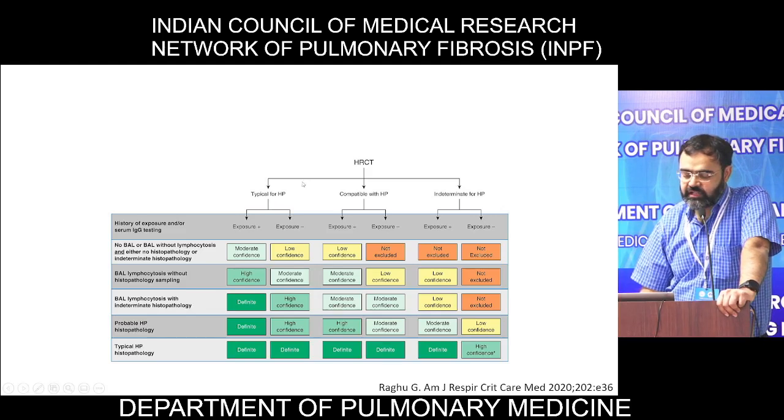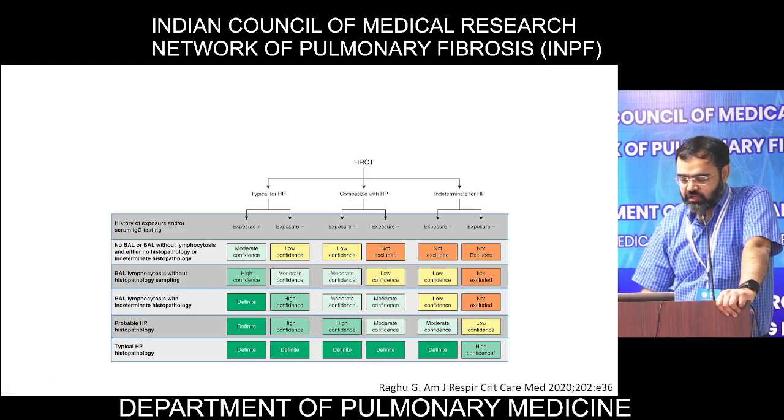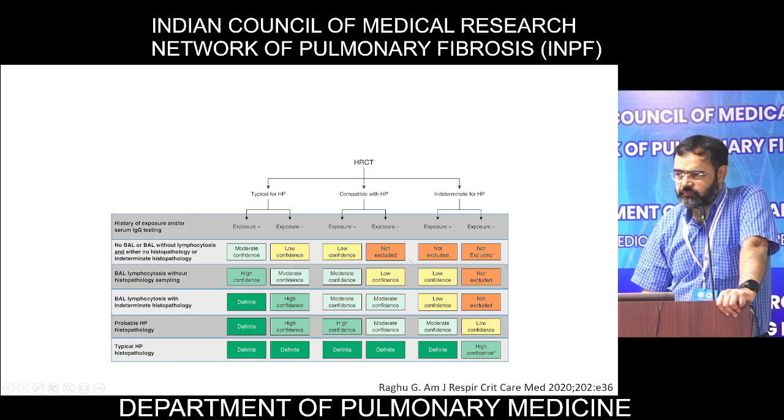If you have a typical HP CT and an exposure history, then moderate confidence is made. You may not need anything else if there are no differentials. But in any other case, you may need to do some kind of procedure like a bronchoscopic biopsy or a bronchoalveolar lavage. Once you do a bronchoalveolar lavage and you find lymphocytosis.